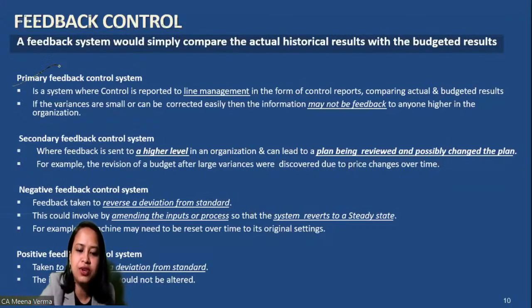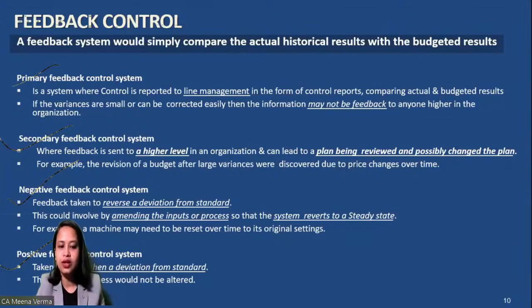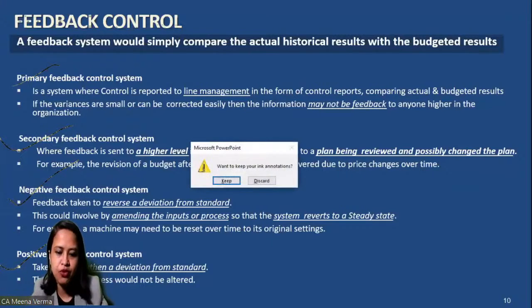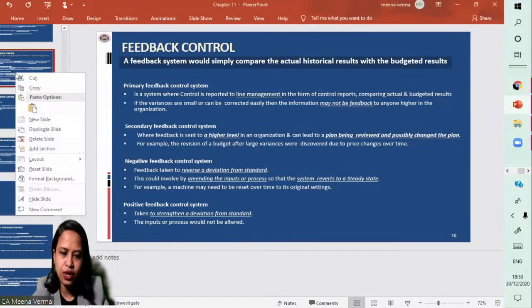We have these topics: primary feedback control system, secondary feedback control system, negative feedback control system, and positive feedback control system. Let us understand what these topics are. Let us understand them one by one.